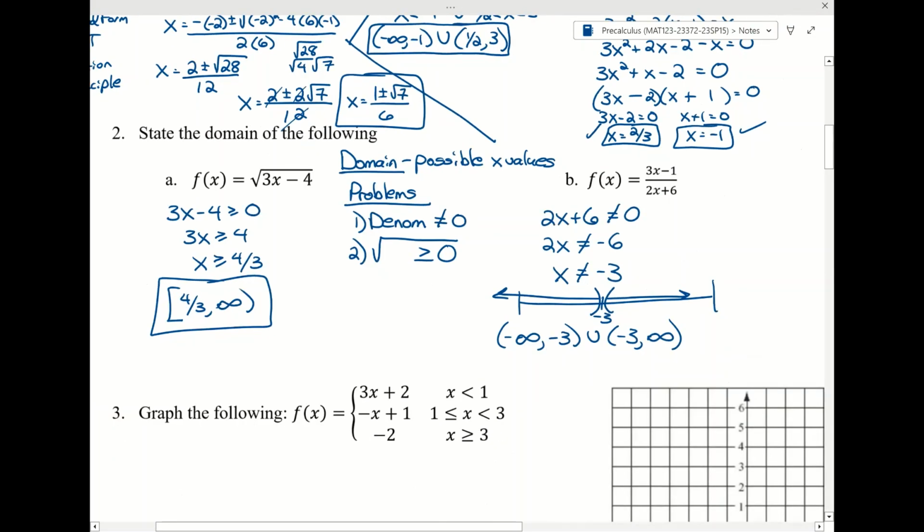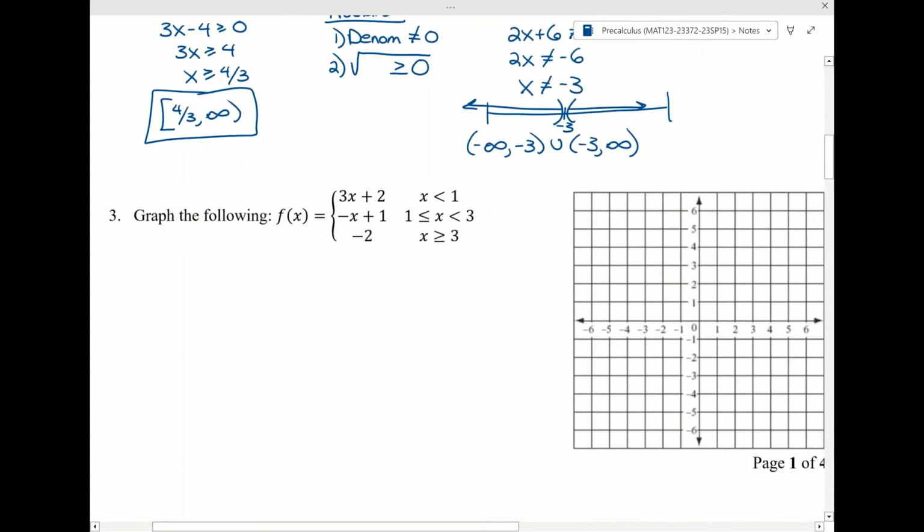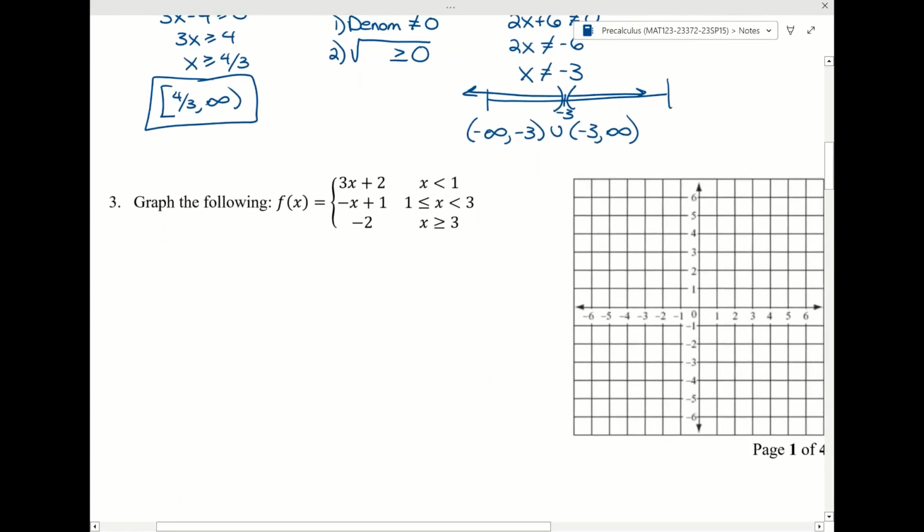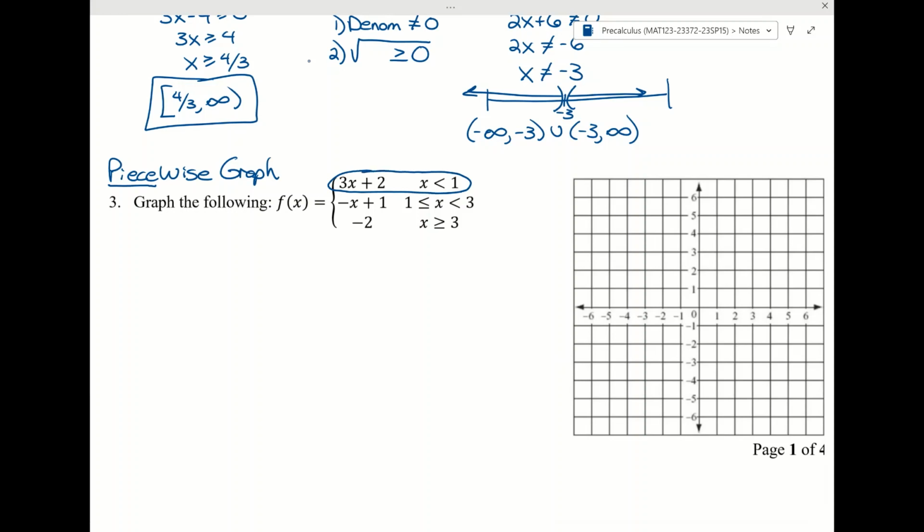So that's domain values. Taking a look at number 3. This was section 2.8, I believe. And this is called a piecewise graph. It's called a piecewise graph because it's actually graphed in 3 separate pieces. This is going to be one piece. When x is less than 1, then this is the y value.